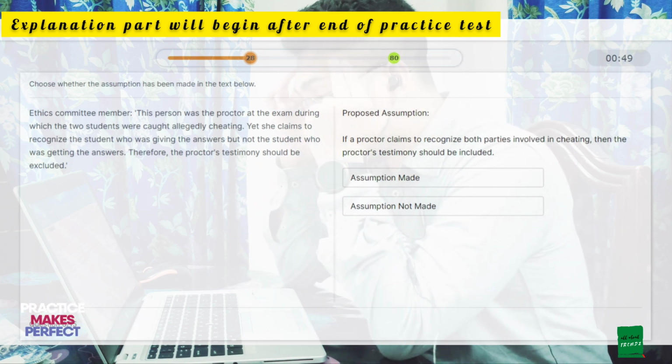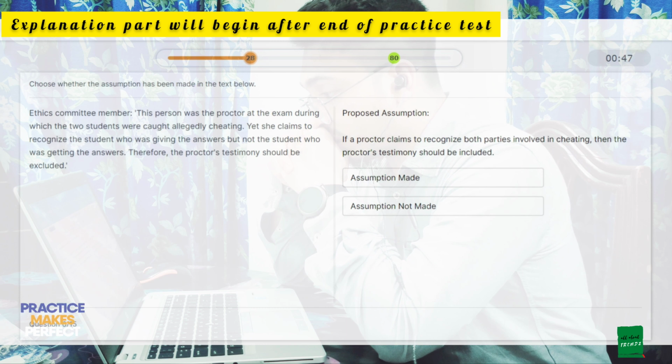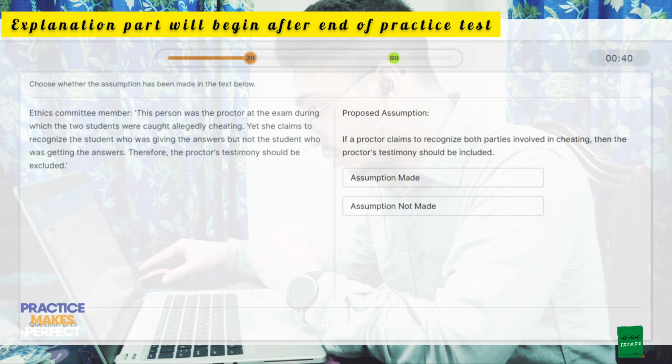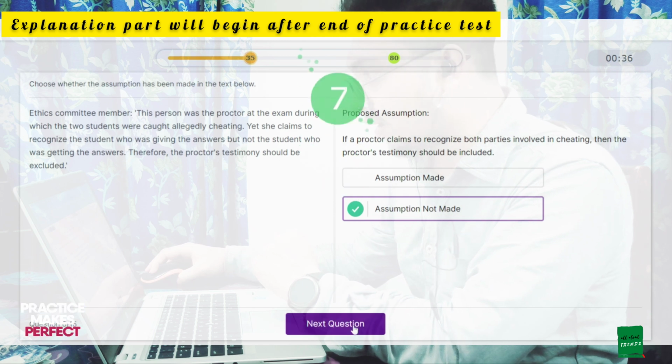Okay, this is why it's very confusing, this task. So it says the proctor claims to recognize. So then I think it's not made. Oh yeah, that's right. Yeah, great.